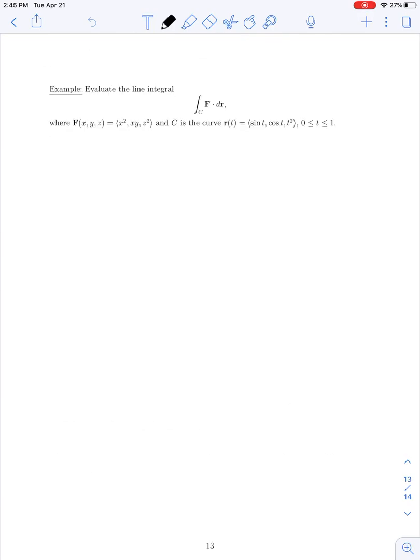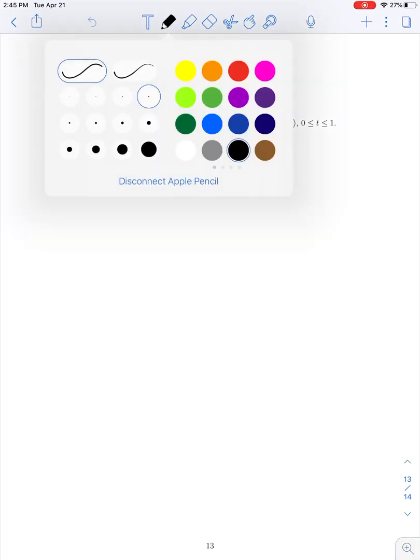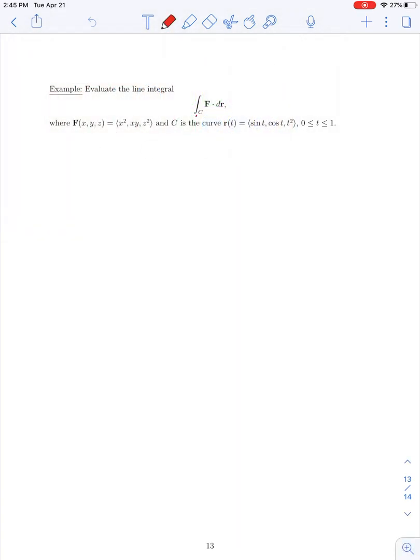So let's go back to our section 6.2. Let's look at another problem sort of similar. We have here the line integral of a vector field F over the curve C, where F is now a three-dimensional vector field, F of x, y, and z, and C is a space curve defined by r of t is sine t, cosine t, t squared from 0 to 1, so part of a helix here.